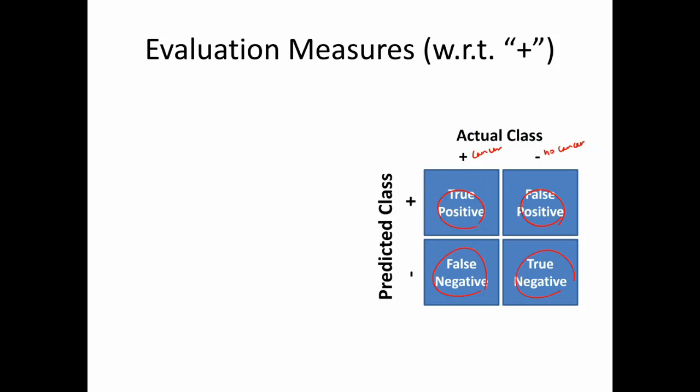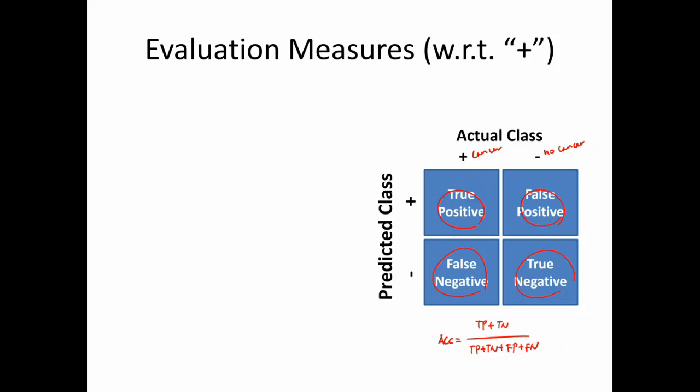So using these terms, we can express accuracy as true positive plus true negative over everything: true positive, true negative, false positive, and false negative. Out of all examples, how many did the model get correct? But as we talked about, accuracy is not such a good measure when the classes are not balanced.